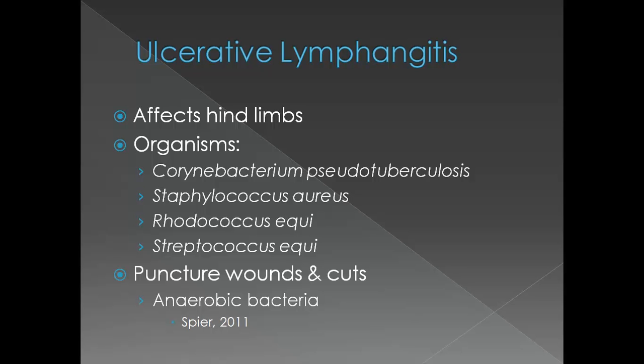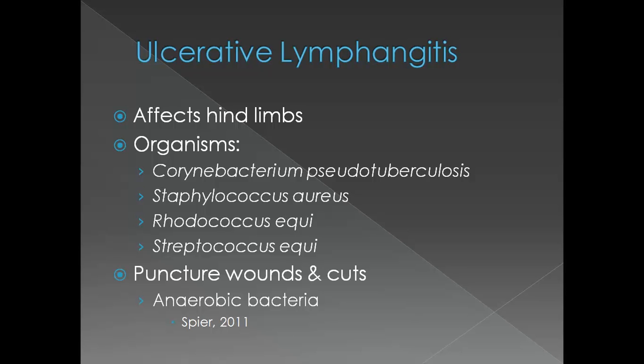Ulcerative lymphangitis can affect a horse's limbs, but usually only affects the hind limbs. According to Speer and the Merck Veterinary Manual in 2011, after a horse receives a cut or puncture wound, the wound can become infected by many different species of bacteria, including Staphylococcus aureus, Corynebacterium pseudotuberculosis, Rhodococcus equi, and Streptococcus equi.